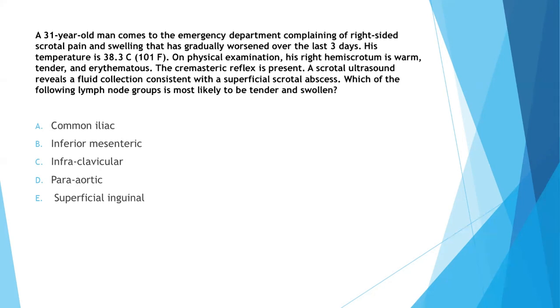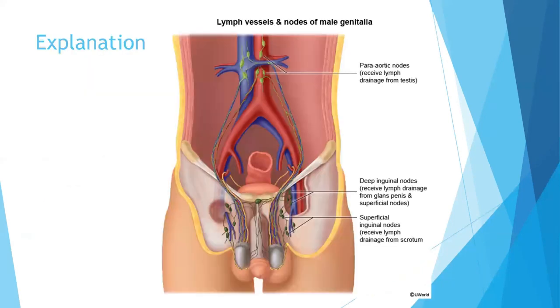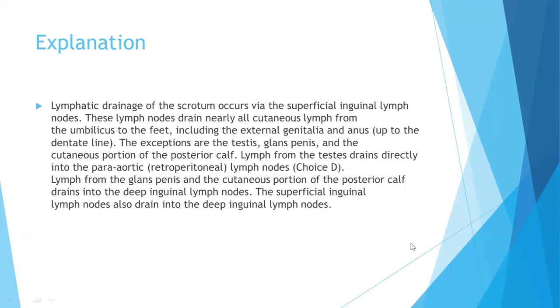If you can remember the picture that I have shown you in the initial slides, then you will be able to answer these questions. Para-aortic lymph nodes receive lymph drainage from the testes. Deep inguinal lymph nodes receive lymph drainage from the glans penis and superficial nodes. The superficial inguinal lymph nodes receive lymph drainage from the scrotum.